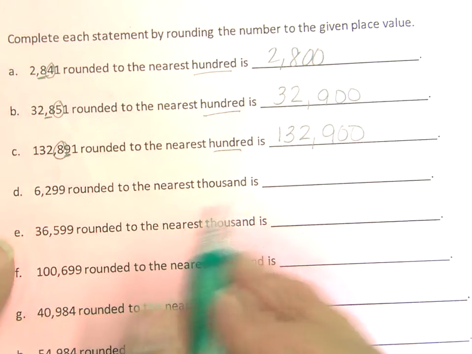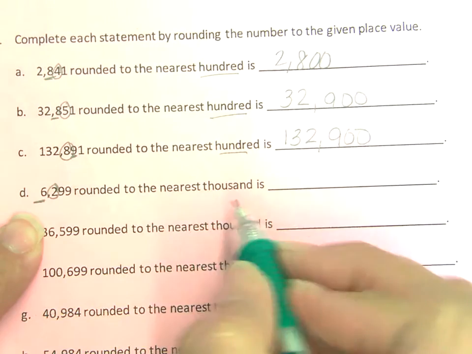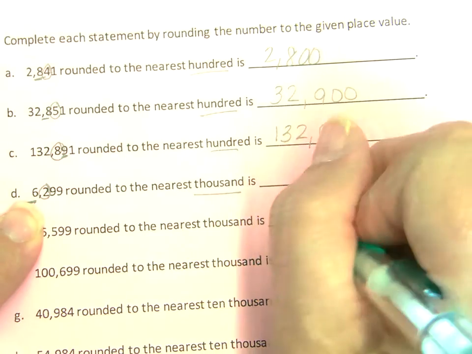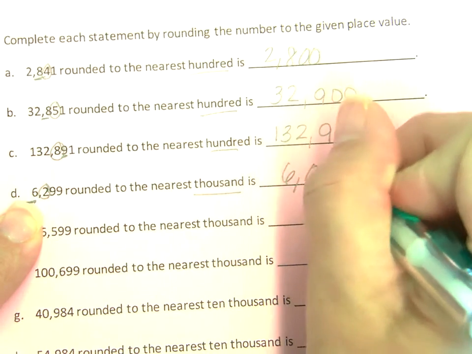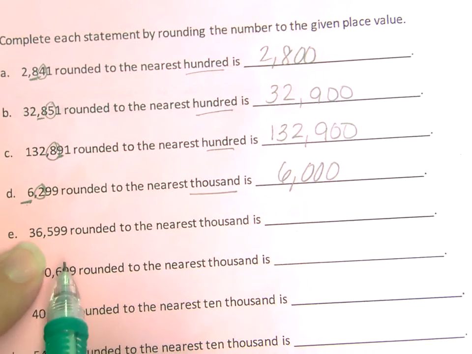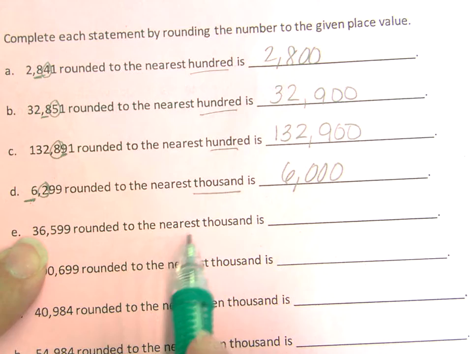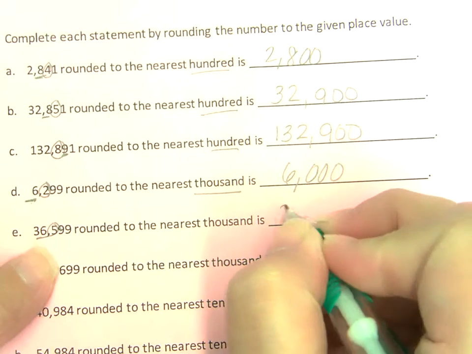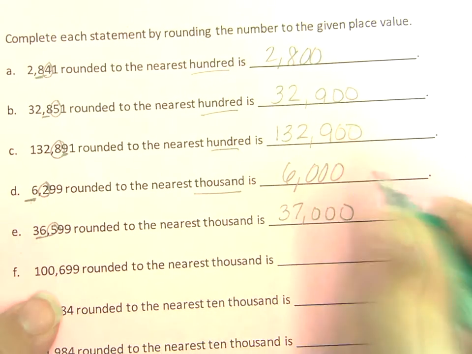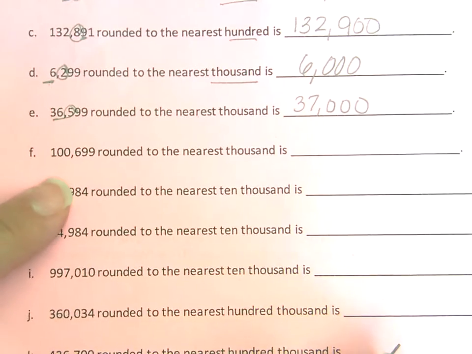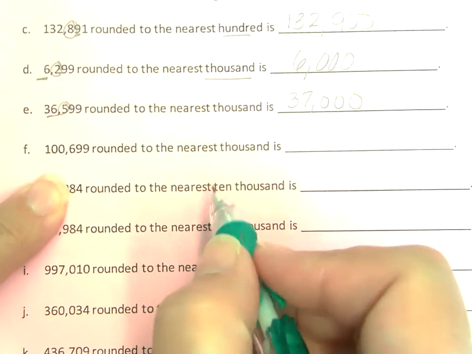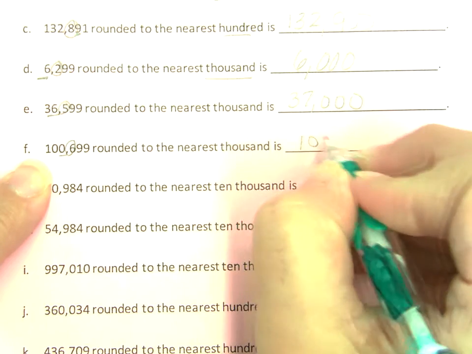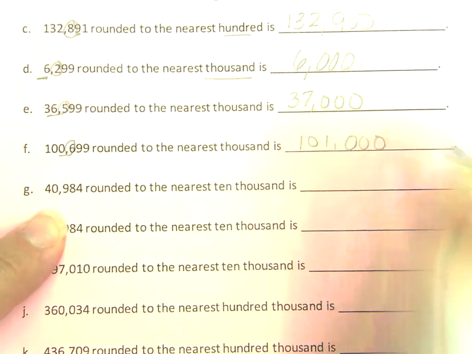6,299 rounded to the nearest thousands place. So we're going to be underlining the 6, circling the 2. It's going to round to 6,000. 36,599 rounded to the nearest 1,000. That's a 5, so we're going to bump that 6 up. 100,699 rounded to the nearest 1,000. It's going to be 101,000.